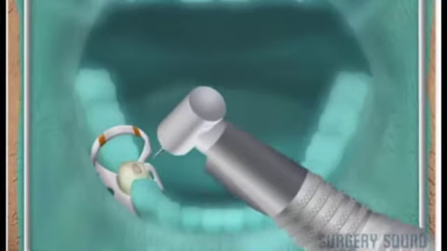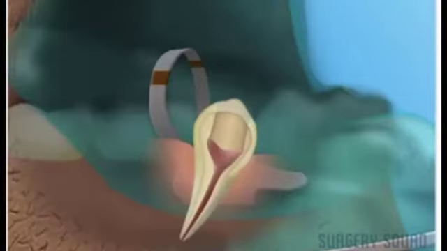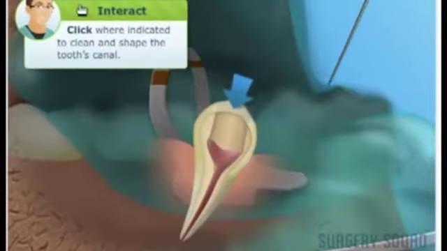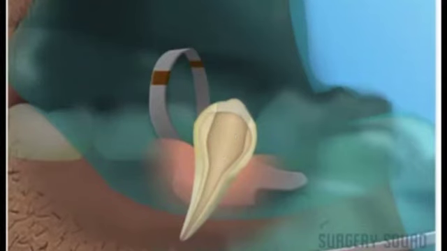The next step is to clean and shape the tooth's canal using a root canal file. Go ahead and give it a shot. At this point, the dentist would measure the depth of the canal using a combination of X-rays and specialized equipment. If a dentist fails to measure properly, it could mean that the tooth would be at risk for reinfection.